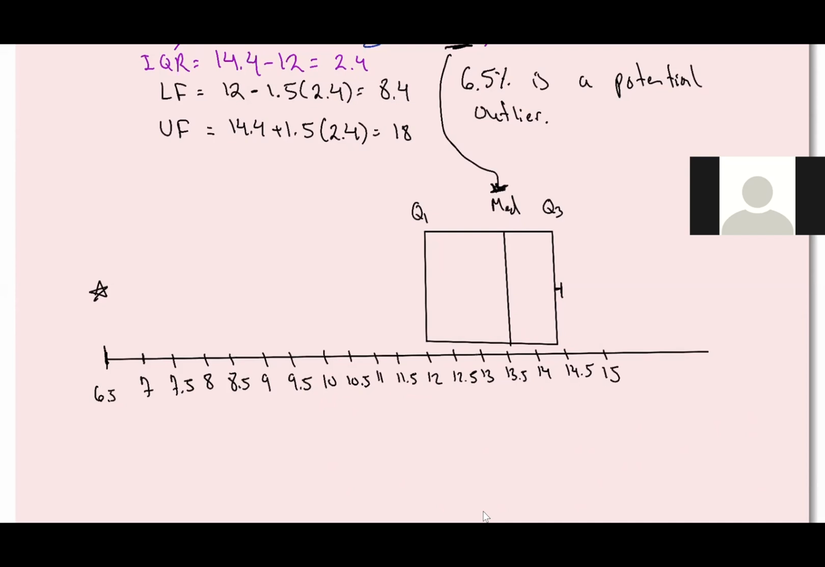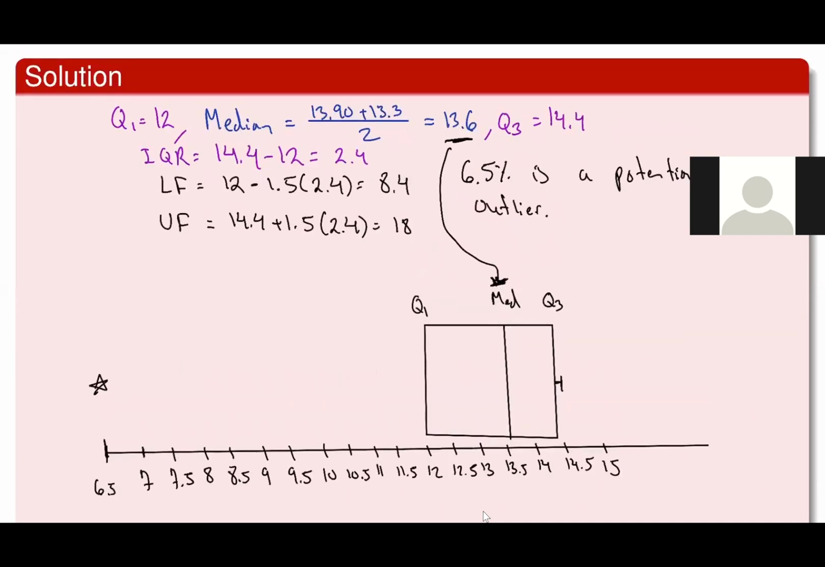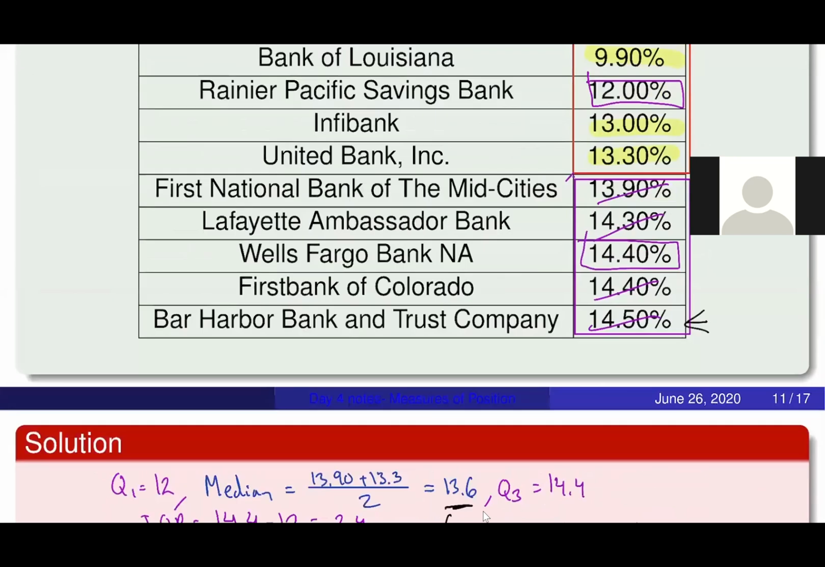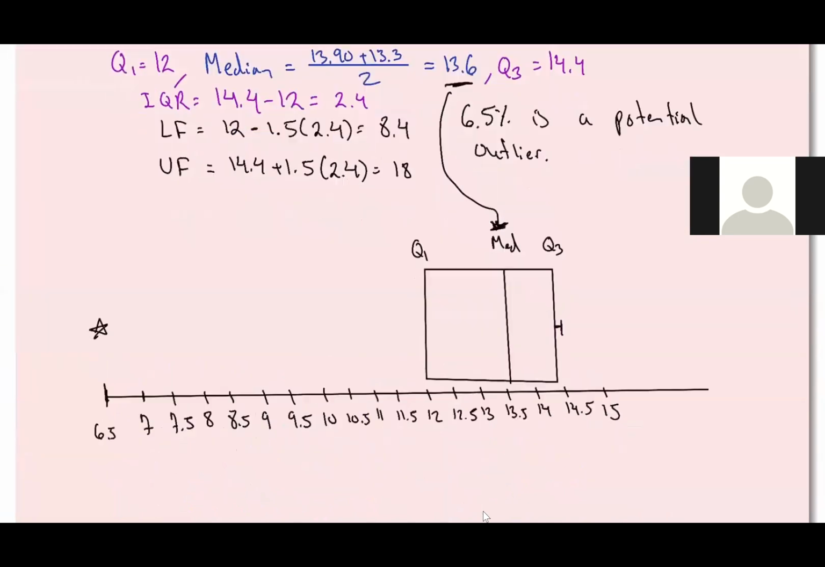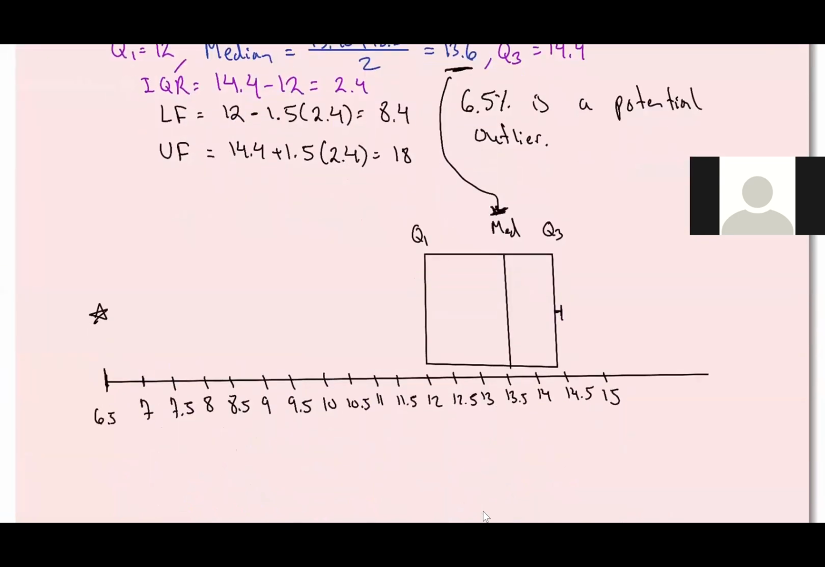So now I want to look for the next lowest number. So what's the next lowest number? 9.90. So we're going to do the whisker to 9.90. And that's it. Whenever you do have an outlier, you still have to have the whisker portion.